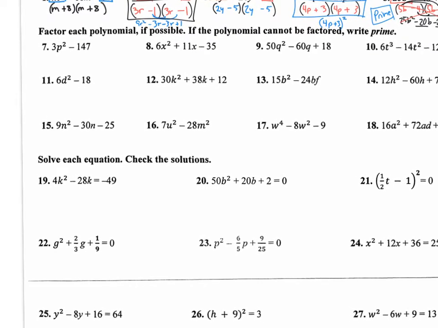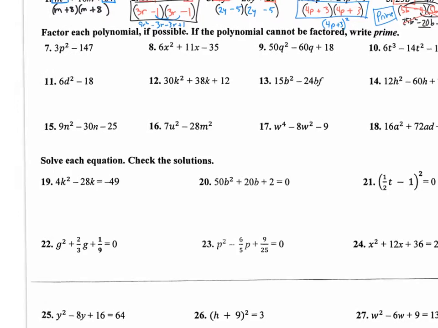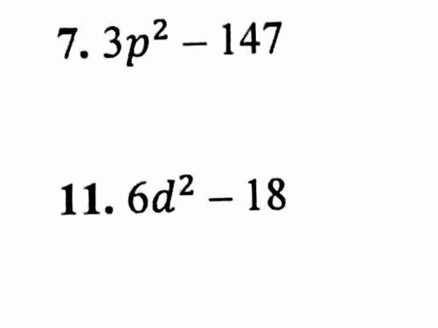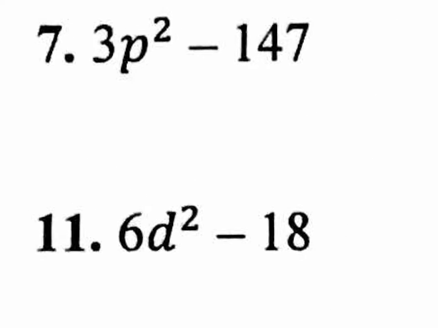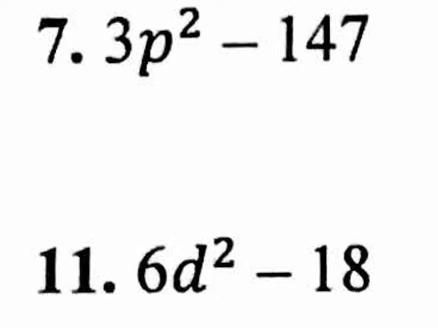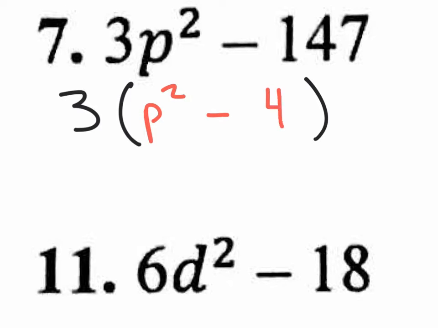On all of these, you're supposed to start by trying to do what? What are you supposed to start with? You're supposed to start by pulling out the GCF. Correct. Pulling out the GCF. So what's in common in both of these terms? 3. If I pull out a 3, what's going to be left? So pulling out the 3, we'll have a p squared left and minus a 49.